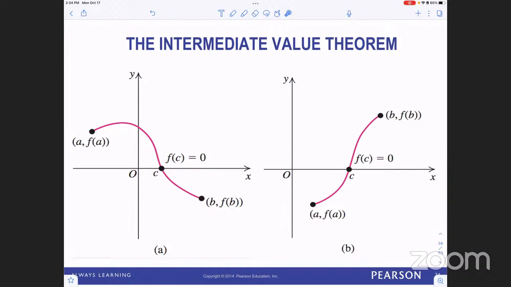Over here, it's the same thing, right? Our y value is negative, or y value is positive. So there has to be some C between A and B such that f of C equals 0. In other words, it has to cross the x-axis somewhere between. So that's the property of polynomial functions because their graphs are continuous unbroken curves.